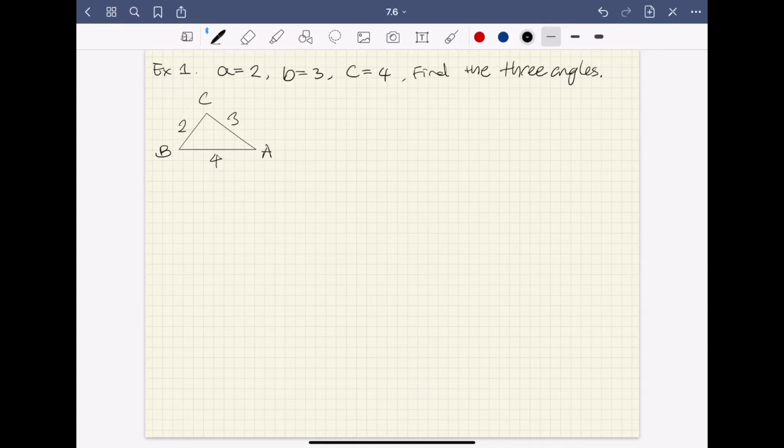But what's the best way, or what's the easiest way to do this question? There is an easy way to do this question. That is by finding the largest angle first. Let's write that down. Always find the largest angle.